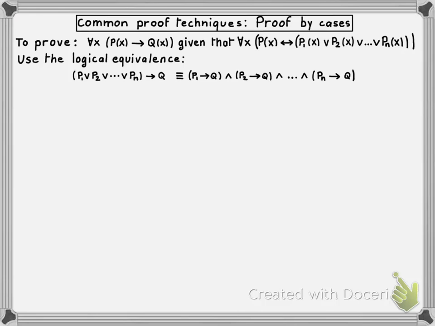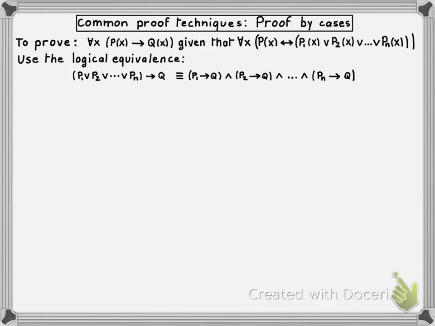In other words, we can replace this single proof by n subproofs, where the first subproof is case number 1, assuming p1 of x holds, we try to prove q. The second case corresponds to the assumption that p2 of x holds implies q of x, and so on until we get to case number n. And that is the new template we're going to consider in this segment.